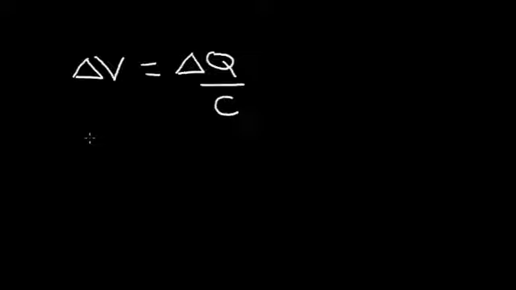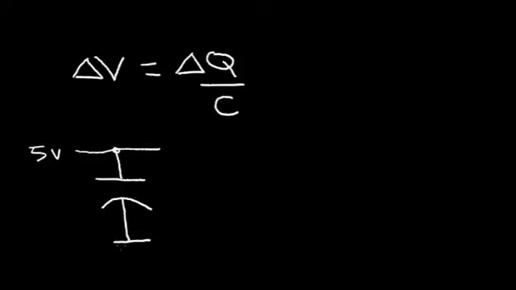So very often in power supplies, for example, say we have a 5-volt power supply, you may see in a schematic a big capacitor across this power supply and tied to ground. And what this capacitor does is it smooths out the power supply.